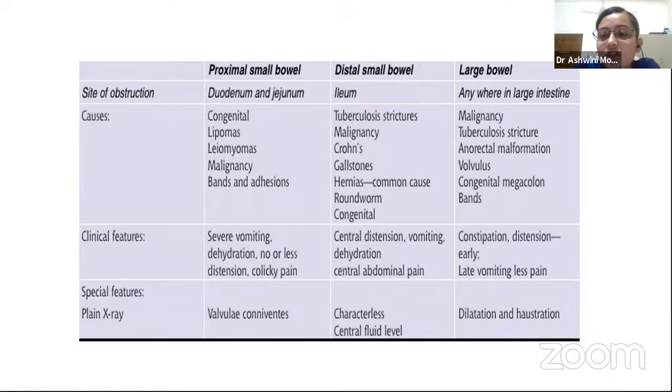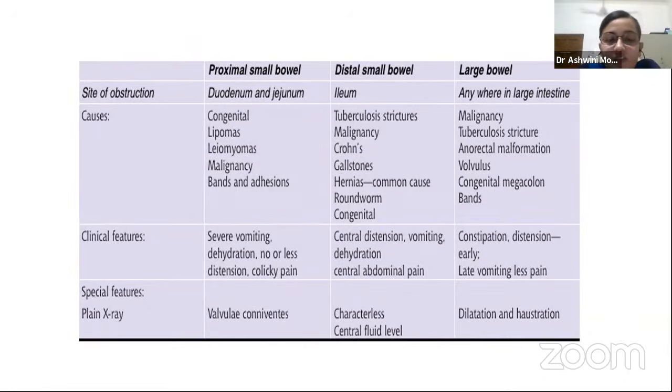In large bowel obstruction, you will have constipation and distension more than vomiting. Vomiting will be a very late feature, as the content can go up to the large bowel, and only when it fills up to the stomach will there be vomiting. It will have a delayed presentation, with a large amount of distension. Peripheral and central both distension will be there, right? And vomiting will be late, when the full intestine is involved.